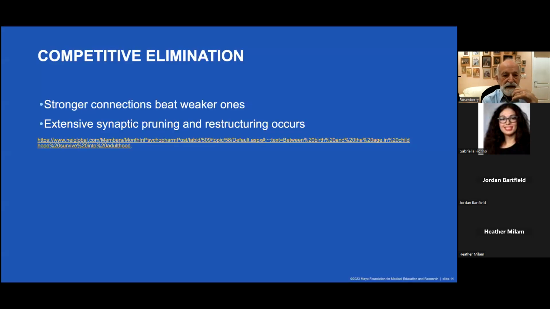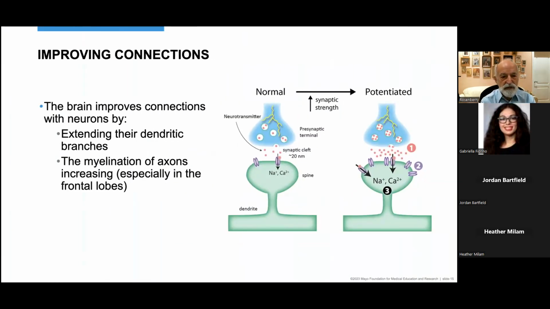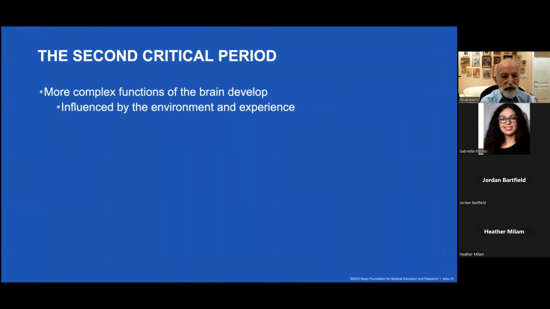Into adolescence. Stronger connections beat weaker ones. We've already alluded to that previously. And extensive synaptic pruning and restructuring occurs, and we've referred to that as well. The brain improves connections with neurons by extending their dendritic branches, and the myelination of axons increases, especially in the frontal lobes. This is a second critical period in which complex functions of the brain develop, influenced by environment and experience.